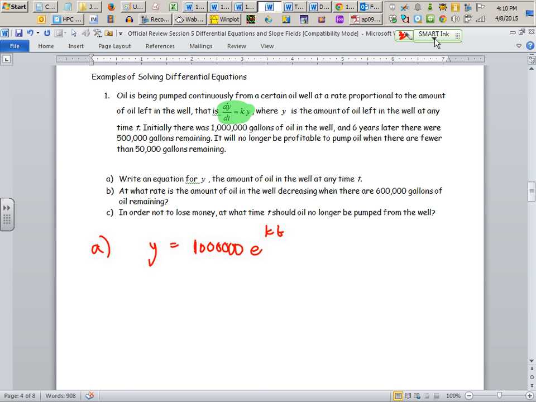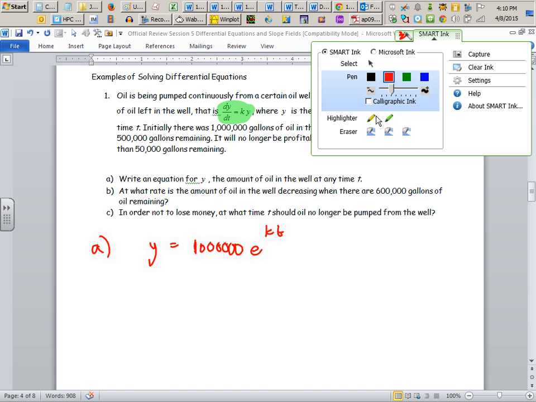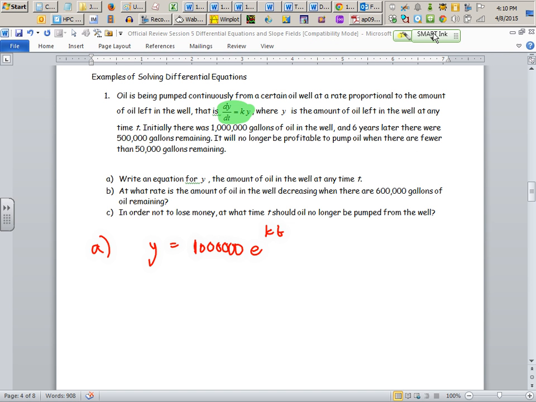In fact, come to think of it, I don't think they want this answer with K in it. We're not quite done with part A. Does anyone have any ideas how we might get our K figured out? Set y equals 500,000 and t equals 6. Yeah, we never use this data. I don't think you should plug in the 0 and the million again, but you can plug in the new data here, namely that this is 500,000.